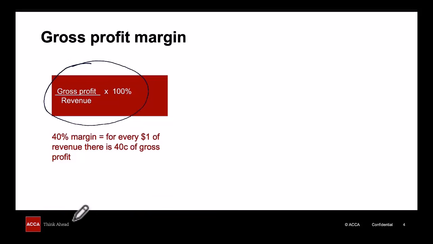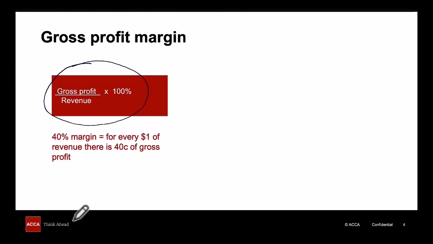What does gross profit margin mean though? Well, 40% margin is my example there. That means for every dollar of revenue, there's 40 cents of gross profit. Now, when you are trying to explain why a margin has moved, that's on the assumption that a question asks for a comparison year to year. Of course, it could be comparing one company's margin with another company or comparing with industry averages.